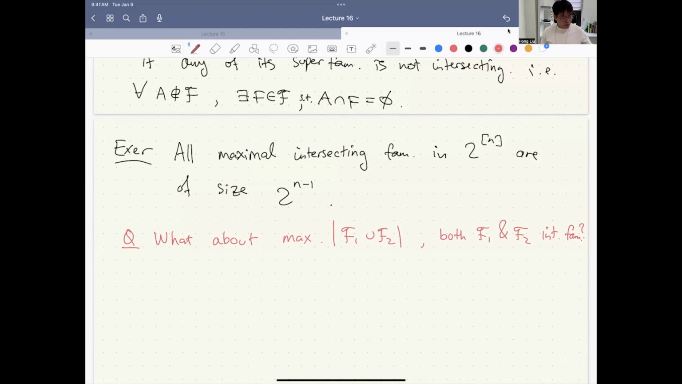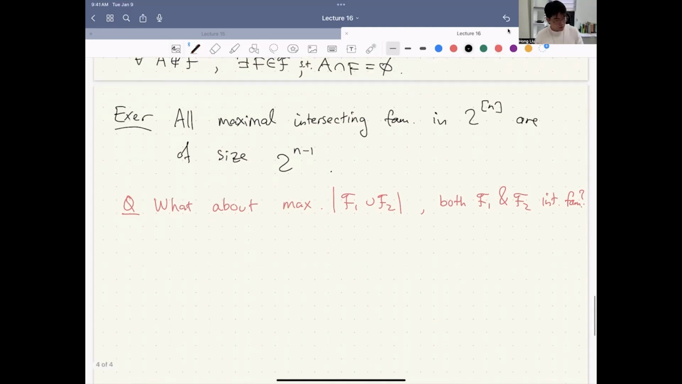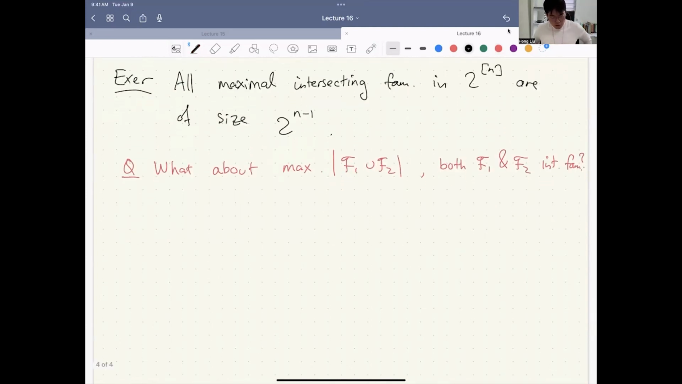Okay, so let's talk about this inequality. To introduce their famous inequality, we need one more piece of definition called downsets.